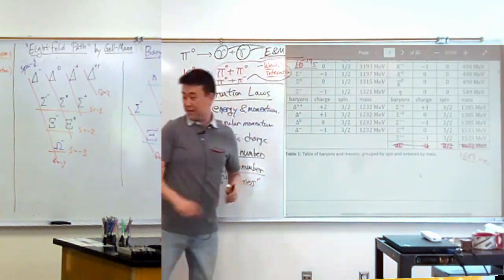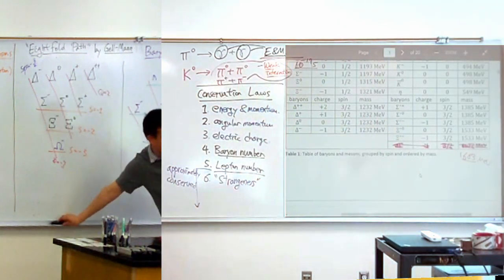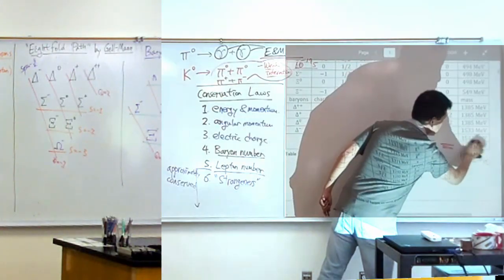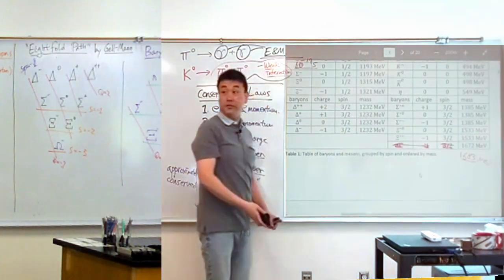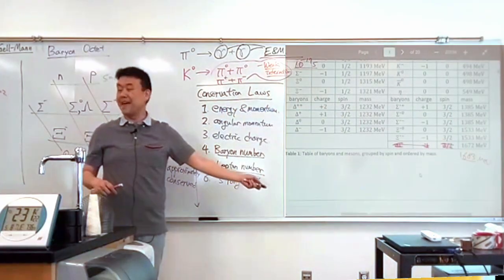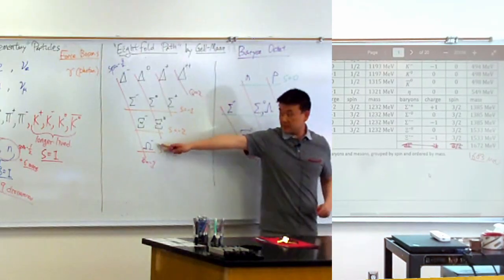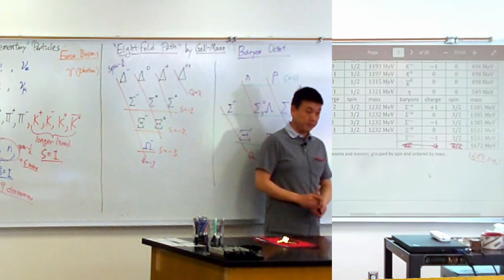When they actually detected a particle, it had a mass of 1672. So within 15 MeV, he was able to predict what the mass of this last previously undiscovered particle would be.